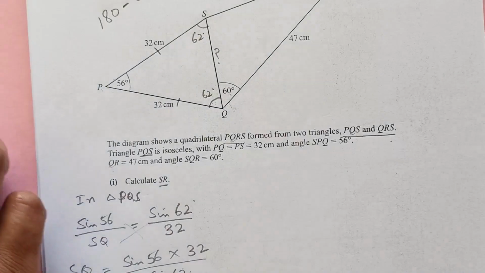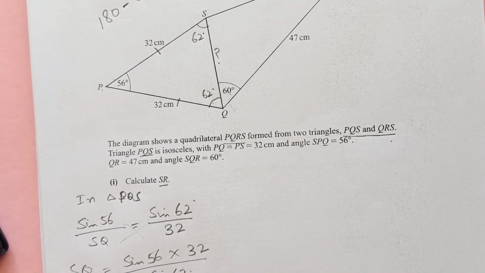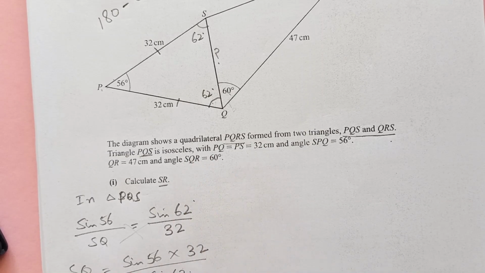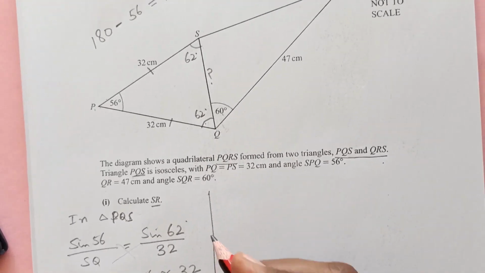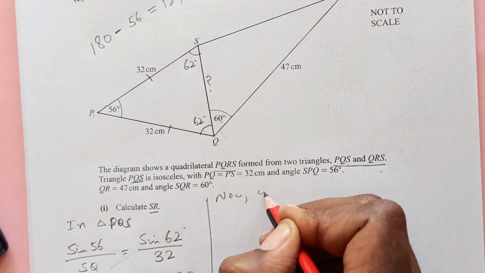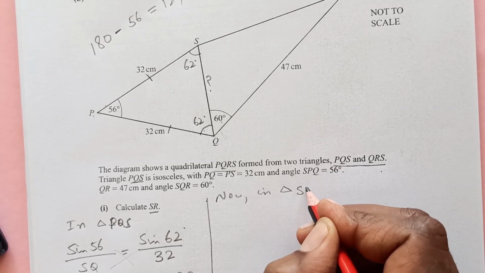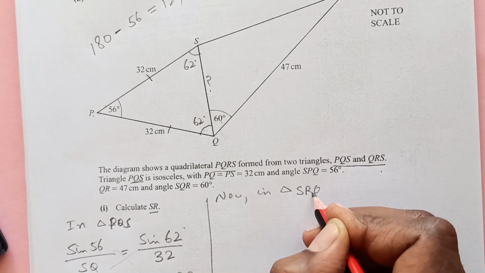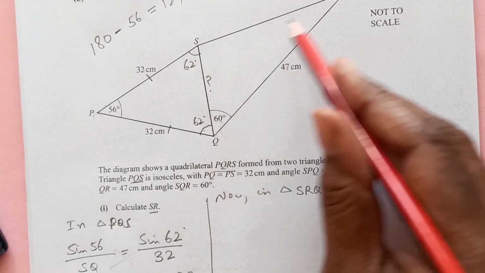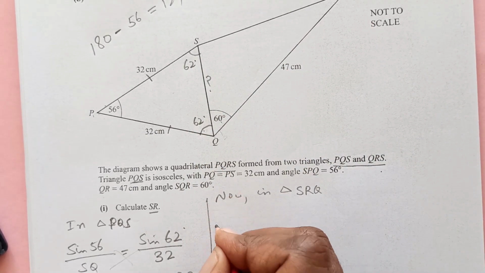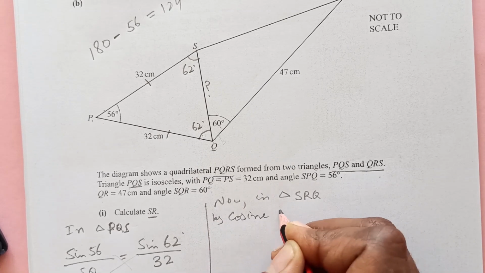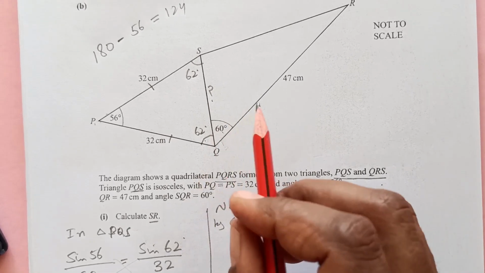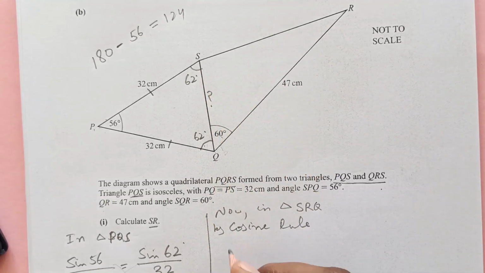This is 30.04. So we got the value of SQ, right? Now this we are going to use in the other triangle. Now in triangle SRQ, this one here, we are looking for SR, so we are using the cosine rule now. By the cosine rule we can find SR.